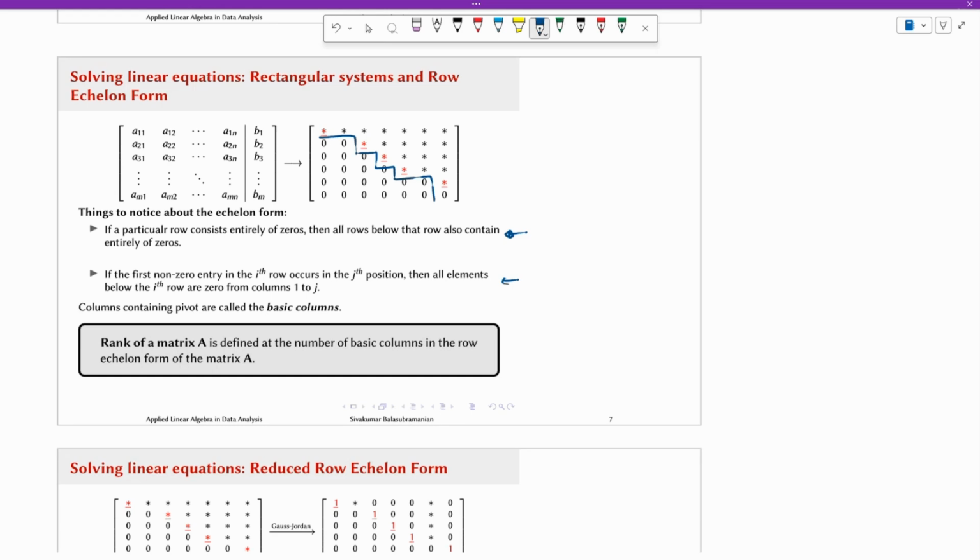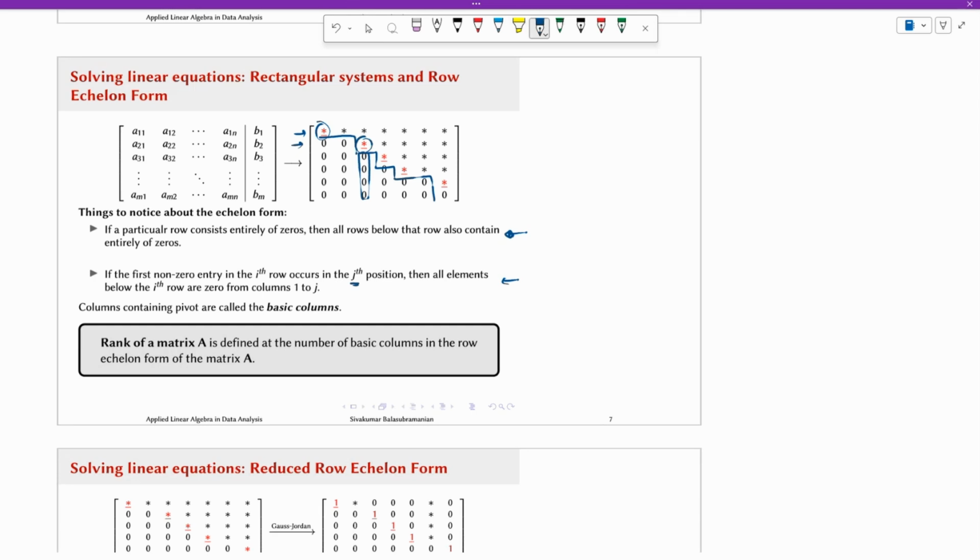the first non-zero entry in the ith row, let's say it occurs at the jth position, for example, here. So in the first row, the first non-zero entry occurs in the first column. In the second row, the first non-zero entry occurs at the third column, right? In the row echelon form, whenever you see the first non-zero element, all the elements below that column will be 0. Those are the two defining structures of your matrix in the row echelon form.